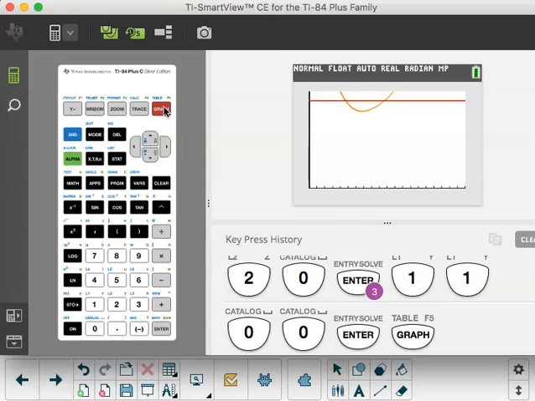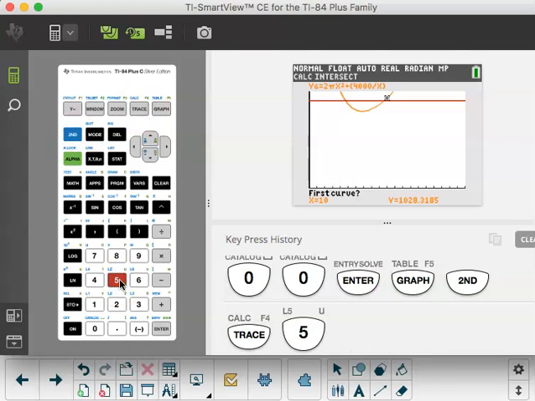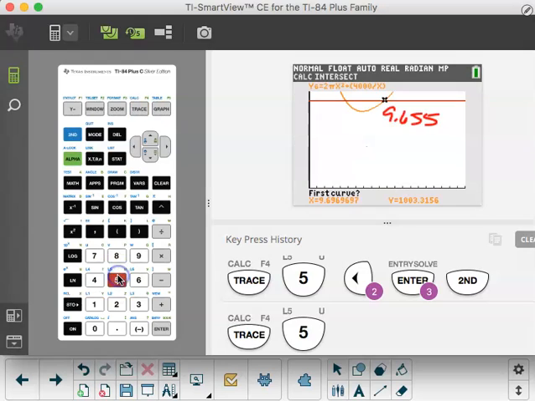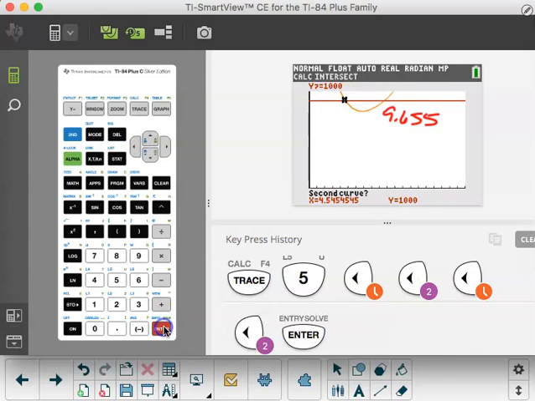Looks like we have two solutions. So we'll investigate both of those. Let's see what they are. Second trace, number 5. Where's Blinky? Well, I'll do the right one first this time. Blinky likes that right side first. We'll do that one first. So 9.655. And then the other, 4.619.